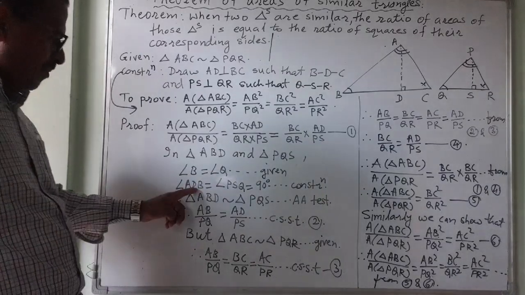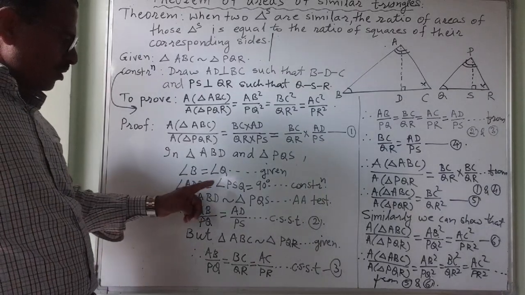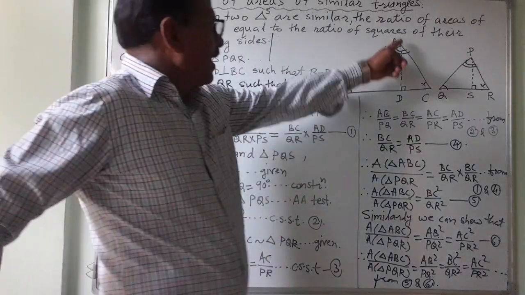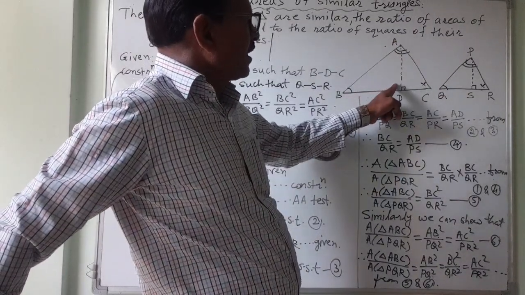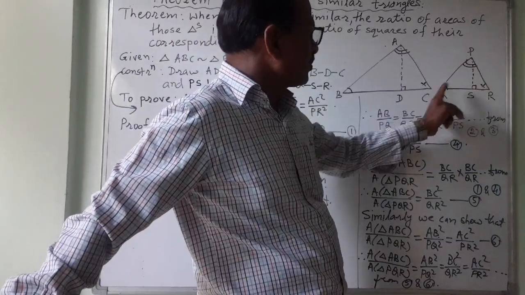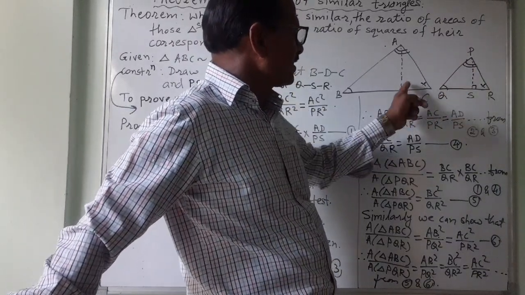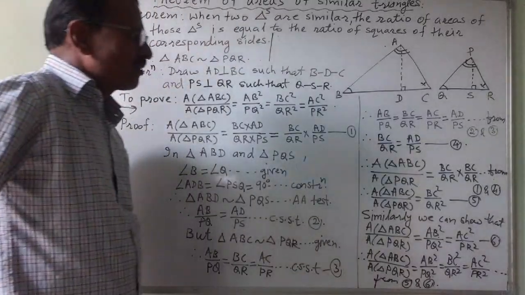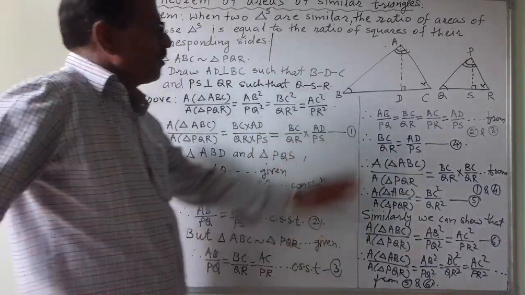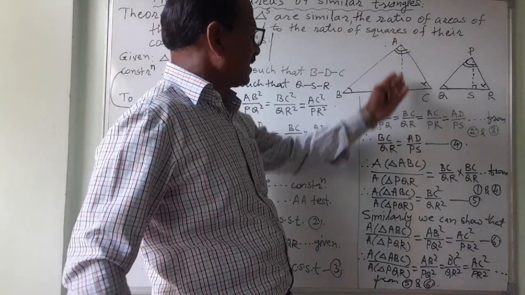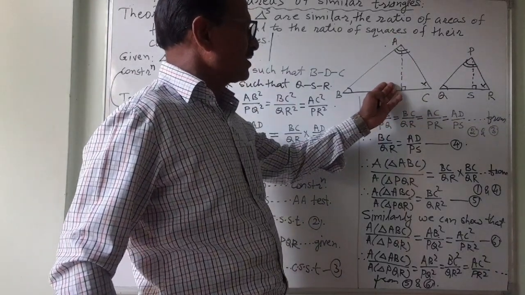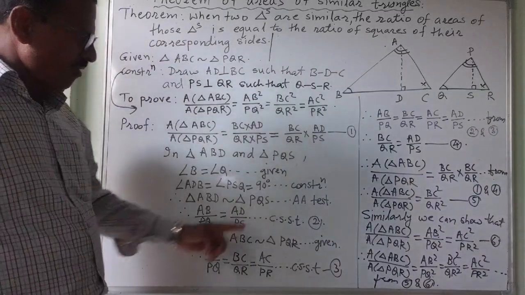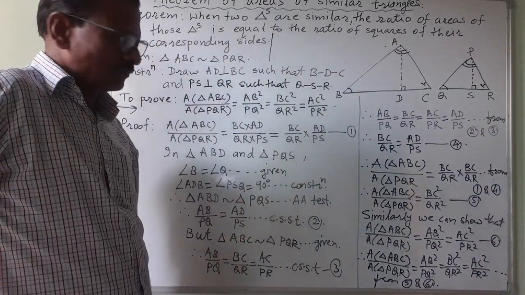Now, angle ADB is equal to angle PSQ. ADB is 90 degrees, PSQ is 90 degrees. Because this is 90, that means this is also 90. From where have we come to know? Because this and this are perpendicular. Perpendicular means this angle is 90 degrees, this angle is 90 degrees. So, it is from the construction I have taken.